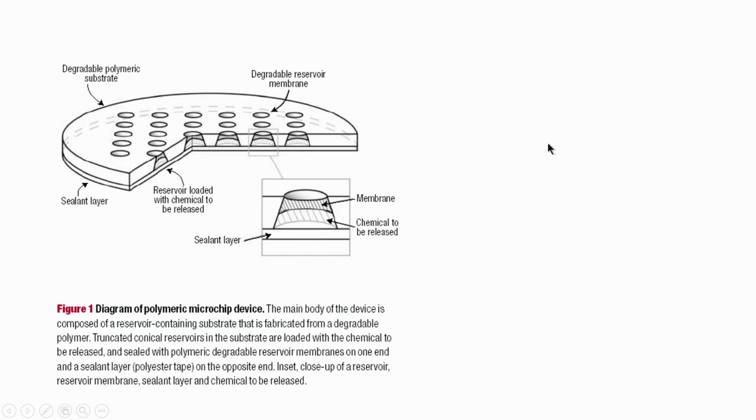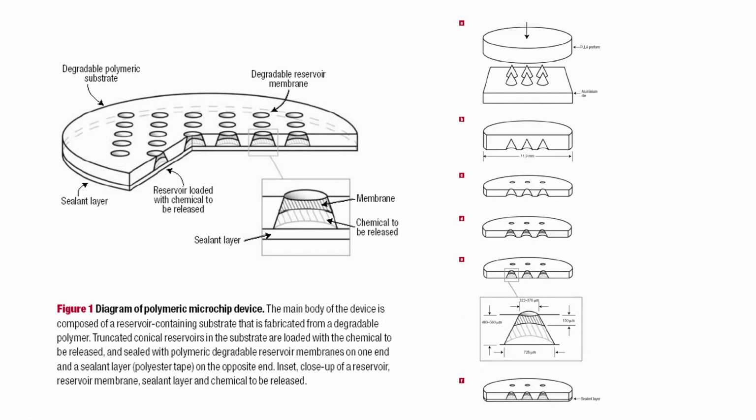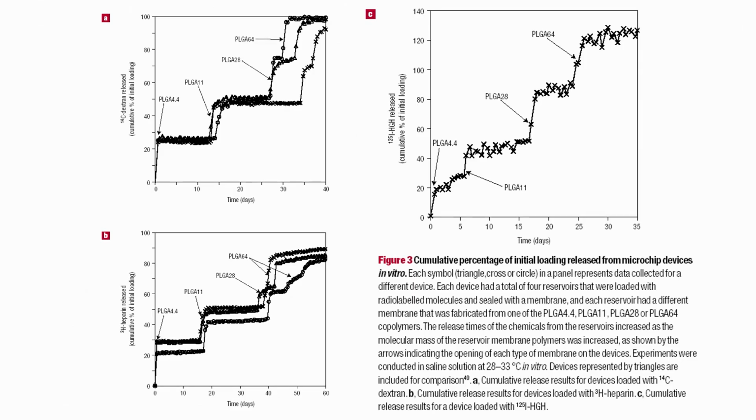What they have done is the same thing: they have made reservoirs and then capped these reservoirs. This is how the reservoirs are made, through lithography techniques, and they then capped them with different kinds of polymers and different molecular weights. Depending on the molecular weight, in this case PLGA, the degradation of that particular polymer is different. PLGA with a lower molecular weight, in this case 4.4 kilodalton, will degrade faster, so that reservoir will open up and release whatever drug was there.